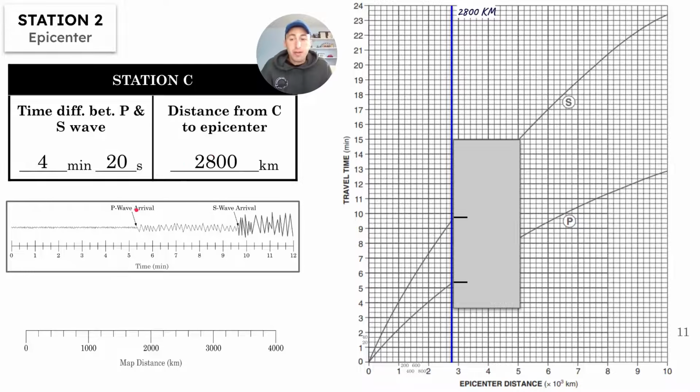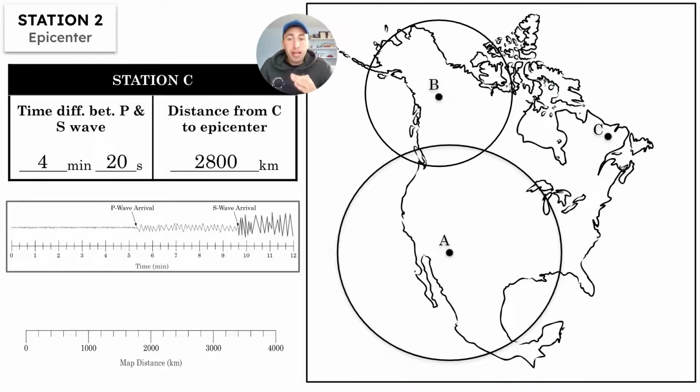You could also, the P wave arrived at 5 minutes and 20 seconds. So you could look here, 5 minutes, 20 seconds, and the S wave was 9 minutes and 40 seconds, which was right here. So either way, you find the distance from C to the epicenter. Now that you have that information, you can then draw the circle around C, because we know the distance from C to the epicenter is 2,800 kilometers. You can make a circle with a radius of 2,800 kilometers.